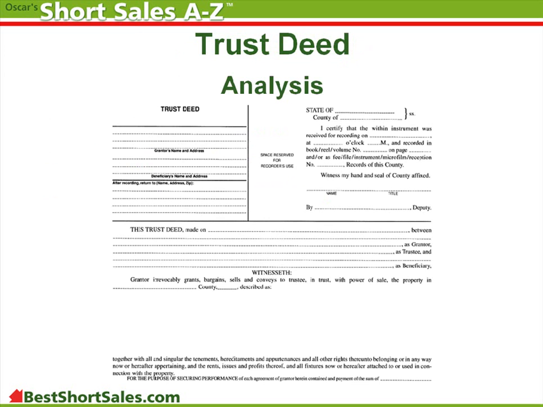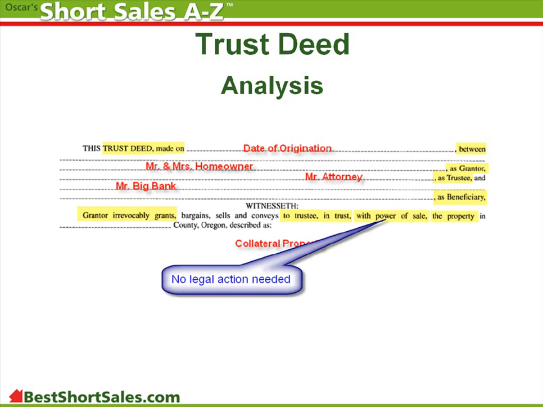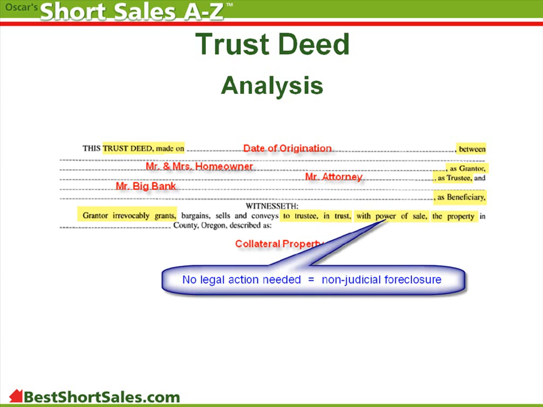Trust deed. Let's analyze how a trust deed works. This is a good example of a short-form trust deed. It reads, "This trust deed, made on, date of origination, between Mr. and Mrs. Homeowner as grantor, Mr. Attorney as trustee, and Mr. Big Bank as beneficiary. Grantor irrevocably grants to trustee, in trust with power of sale, the property, collateral property." Power of sale means non-judicial foreclosure.